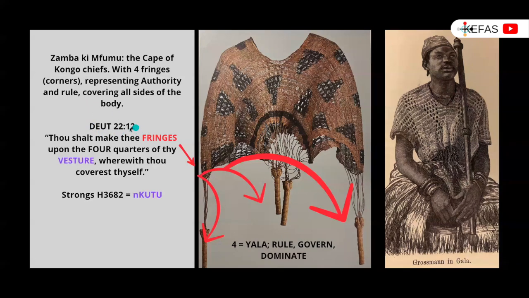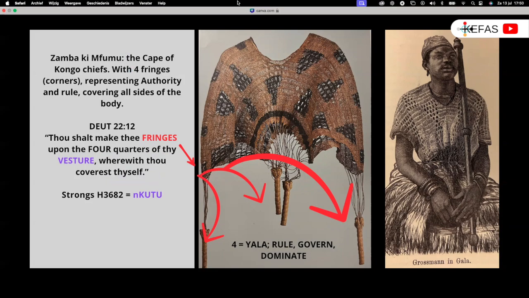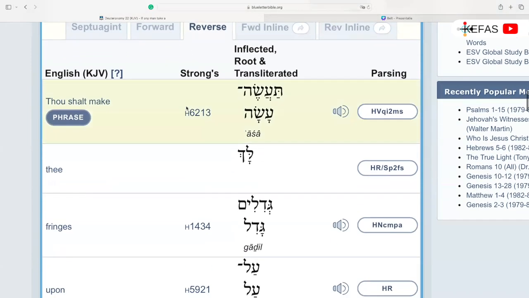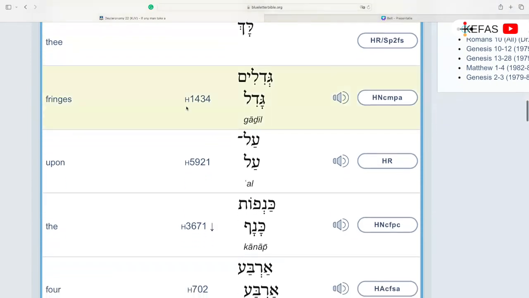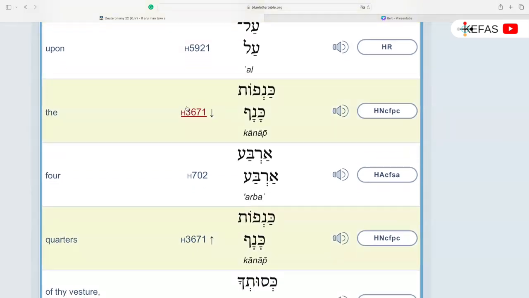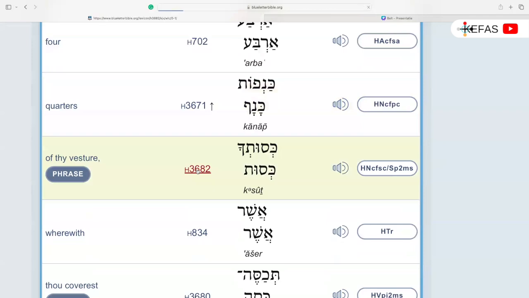In Deuteronomy 22, we read the following: Thou shalt make thee fringes upon the 4 quarters of thy vesture, wherewith thou coverest thyself. Let's open up the Strong's Concordance. Here. The vesture.